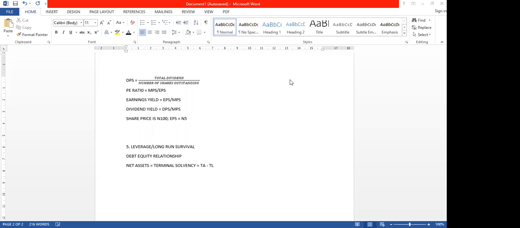But on the other side, the solvency ratios are indicators of technical solvency. It means a business can be technically solvent, but terminally insolvent. It can also be technically insolvent but terminally solvent. The other one is looking at the long run.